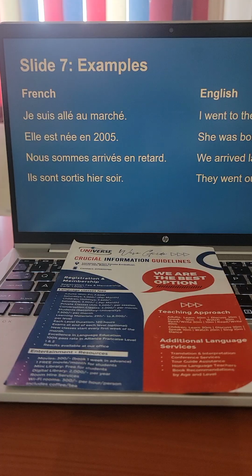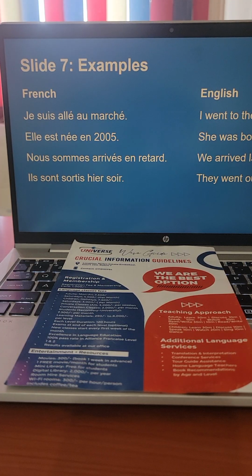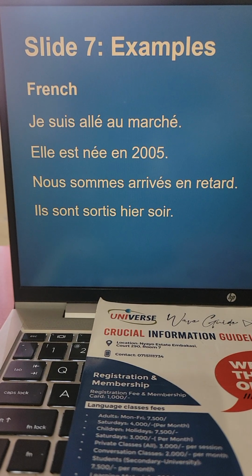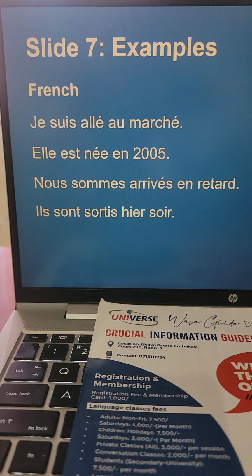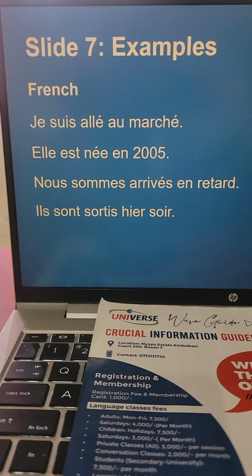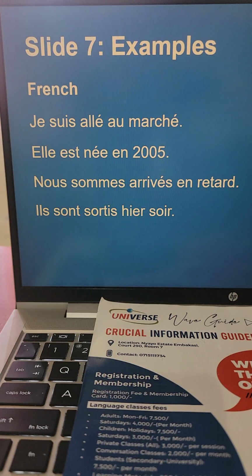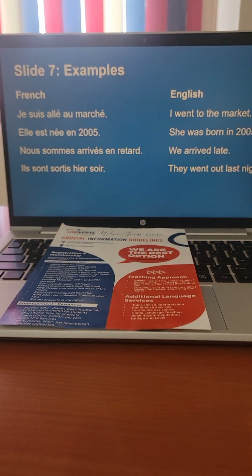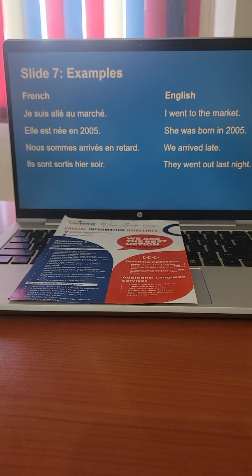Okay, let's go. Some examples there. Je suis allé au marché. You can zoom a little bit there. You see the French. Je suis allé au marché. You can see that the je must be a male. Elle est née en 2005. Elle is very clear. That's a lady. Nous sommes arrivés en retard. We assume that the nous is a mixture of boys. Ils sont sortis hier soir. Boys. If you want the translation, you'll get them there. All right.